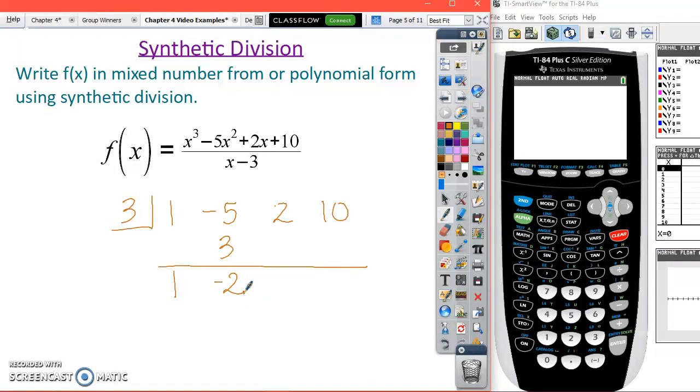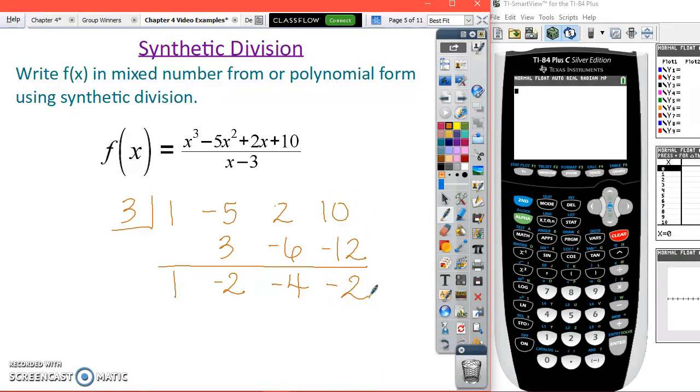Repeat the process over again. We're going to multiply the -2 by 3, which will give us a -6. Add it to the +2, which will give us a -4. Again, we're going to multiply the -4 by the +3, which will give us a -12. Add it to the 10, and we end up getting a -2.